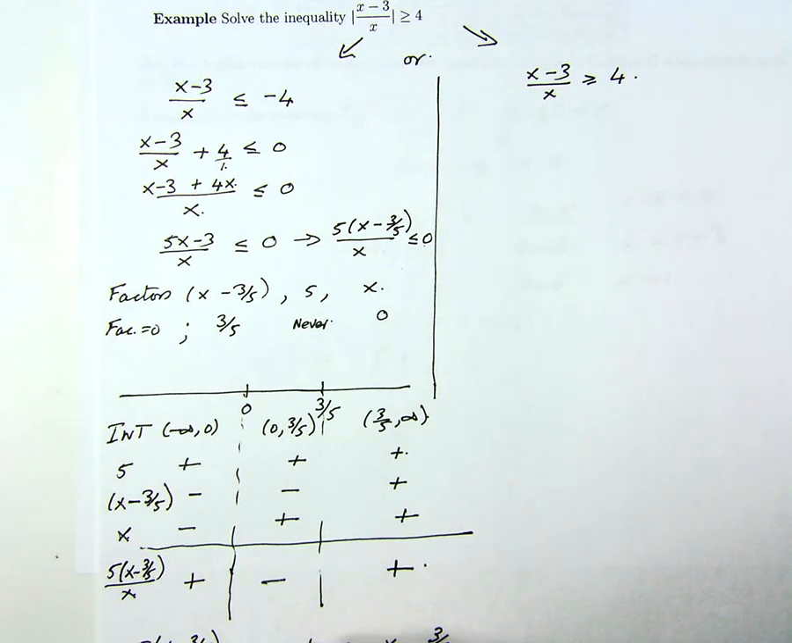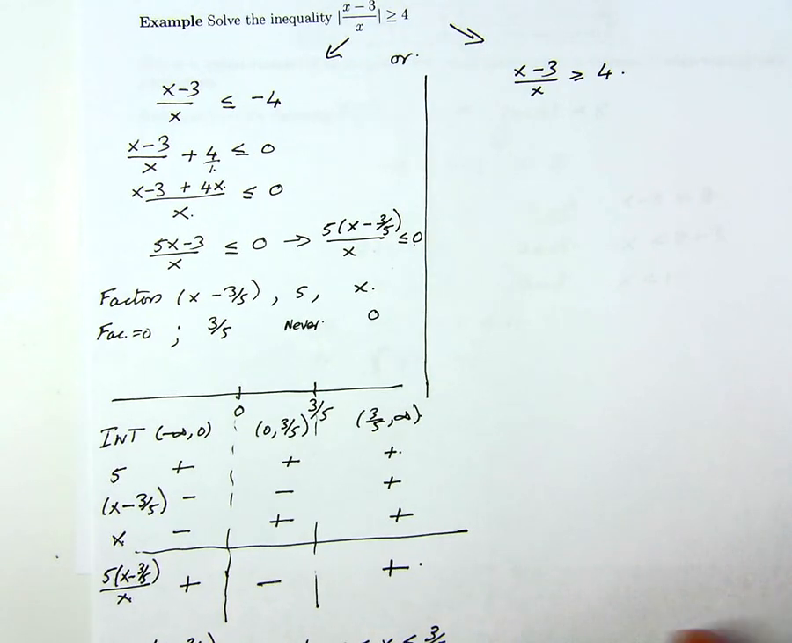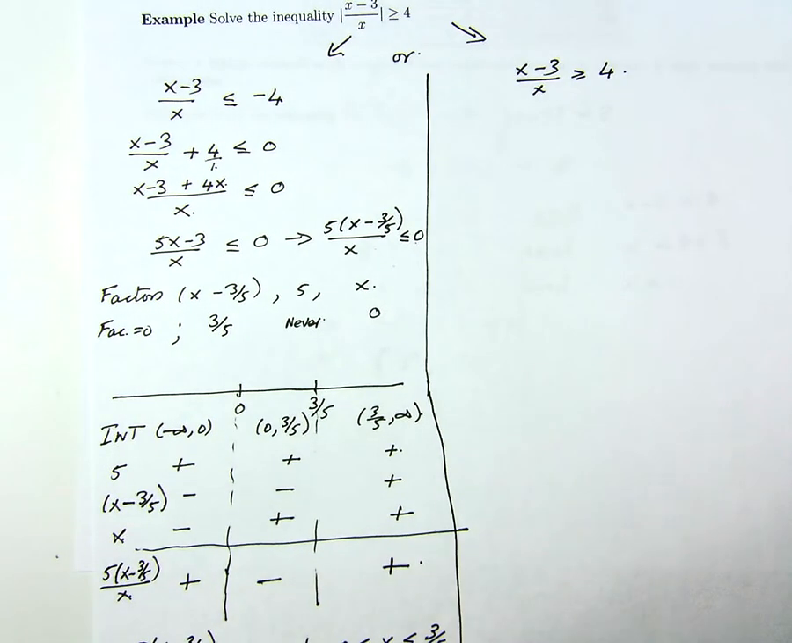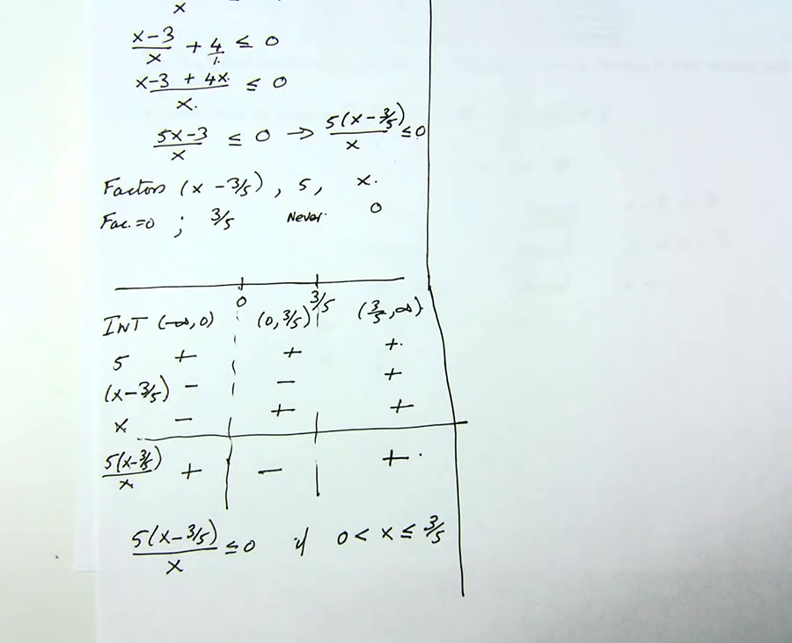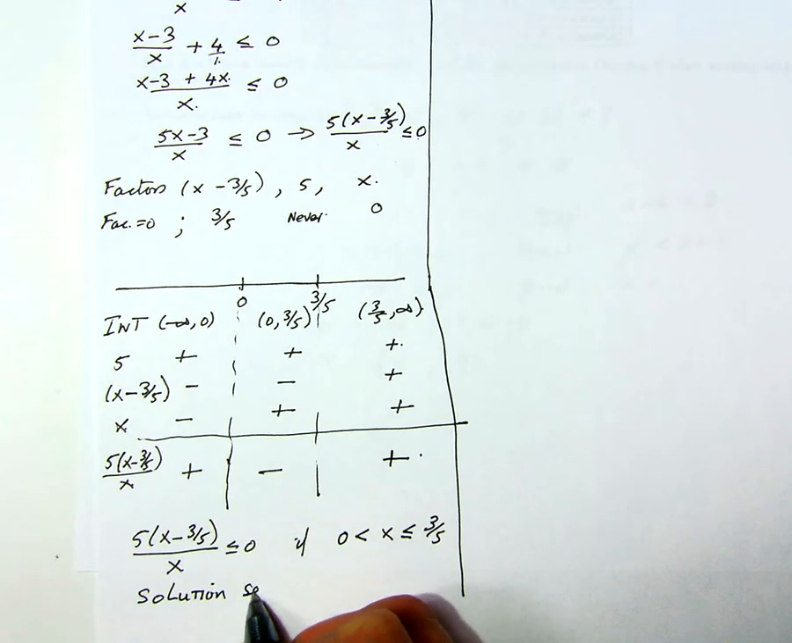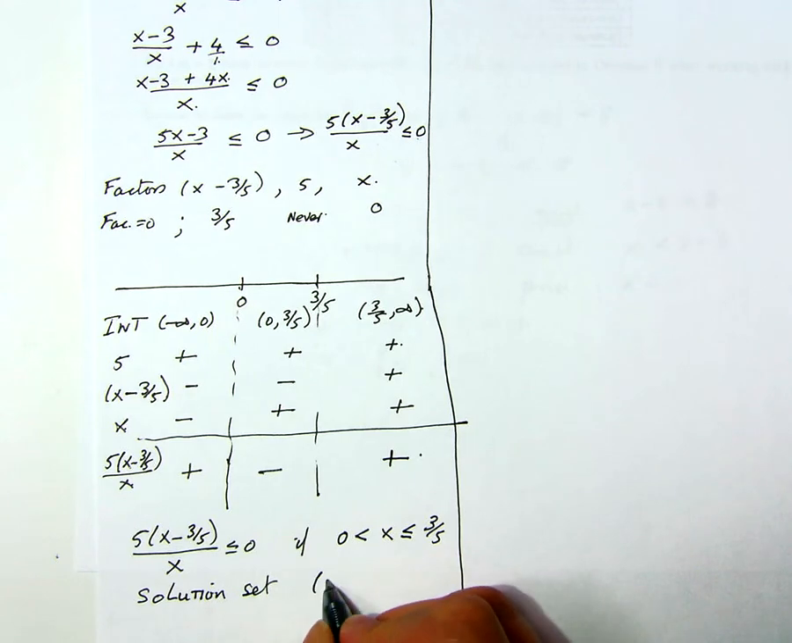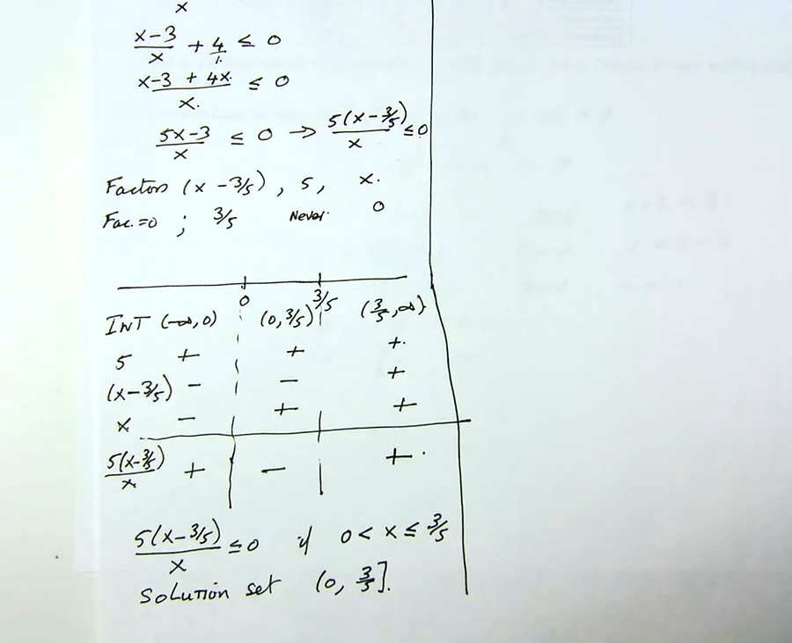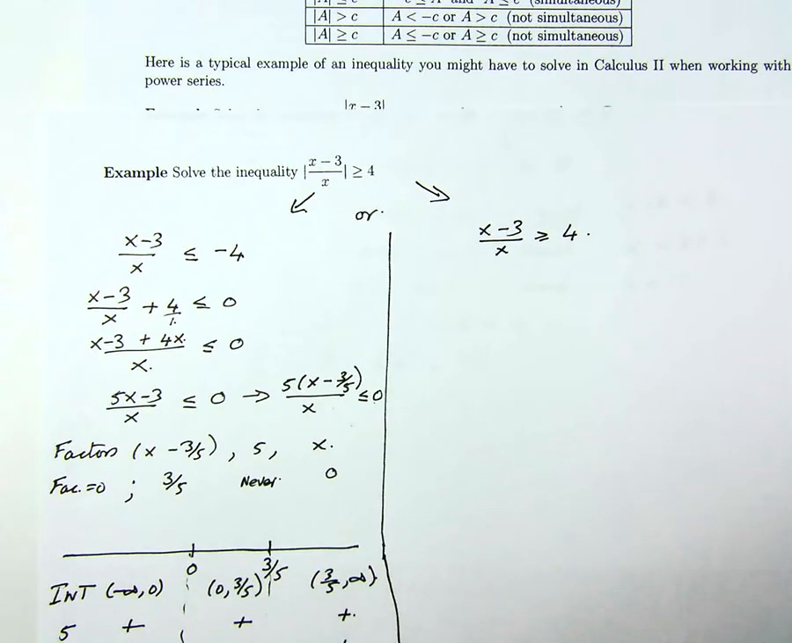And it's actually equal to 0 when x is 3 over 5. And when x is 0, it's not defined. So I don't include that in my solution set. So my solution set to this equation on the left is the interval from 0 to 3 over 5, including 3 over 5. Now that's the solution set to one of these inequalities.